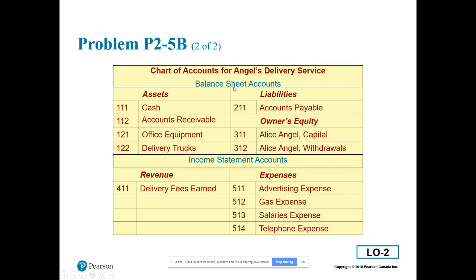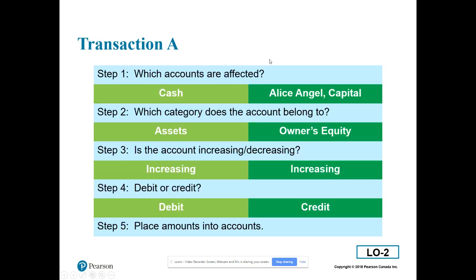Okay, so for this example, it says here's our chart of accounts for Angel's Delivery Services. Here's the balance sheet accounts using the same numbering schemes. The 100s are assets, 200s, etc., etc. So transaction A says Alice invested $40,000 in the business from her personal savings account. Okay, which accounts are being affected? Cash, because she put in $40,000, and it's from her personal account, so that would be the capital account.